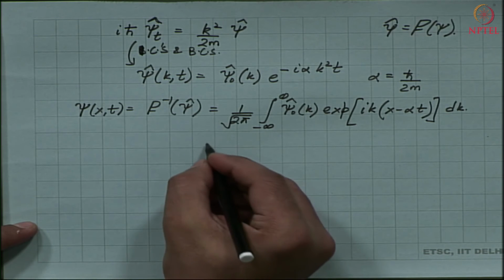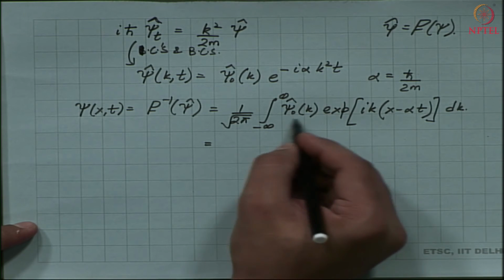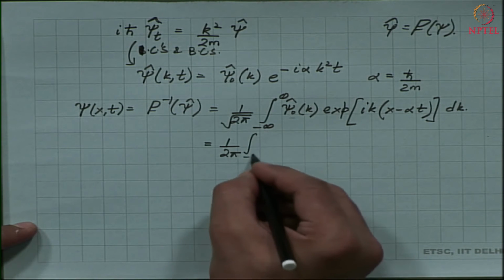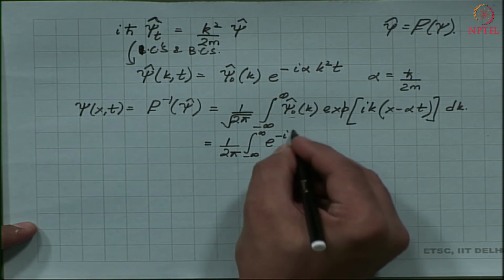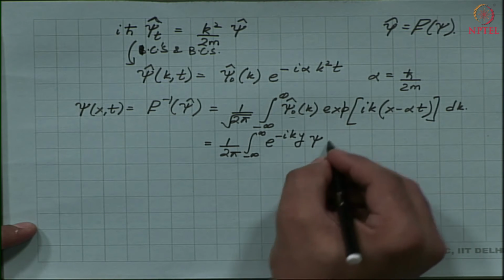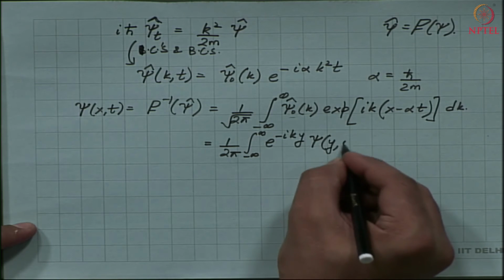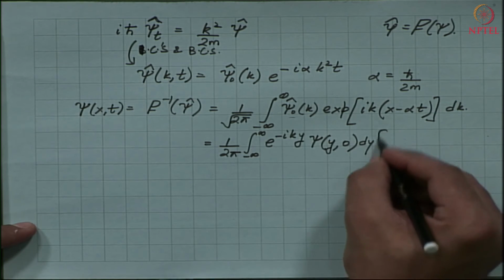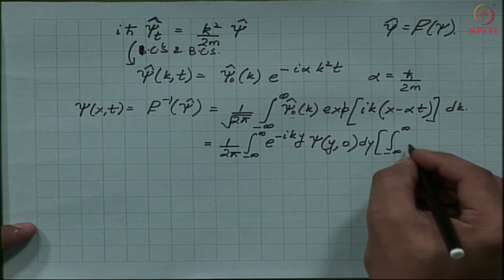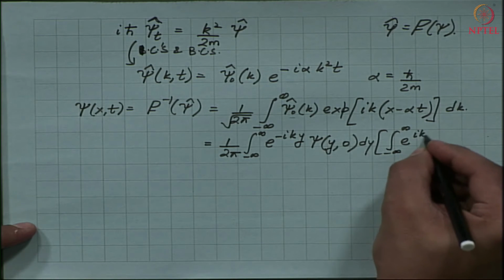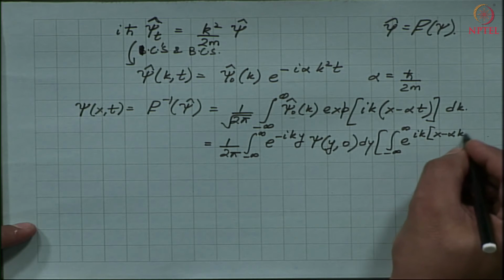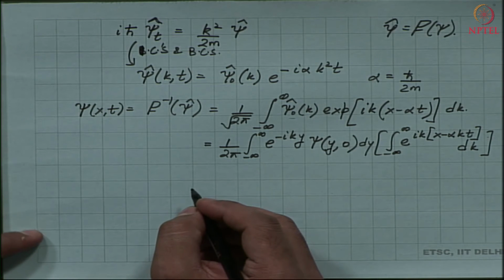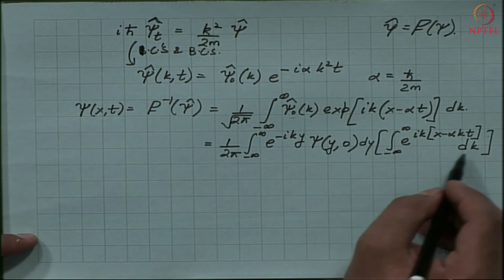Okay, so this becomes, now, if I use the Fourier transform of psi naught hat, equal to 1 by 2 pi integral from minus infinity to infinity e to the power negative i k y psi of, I am going to use a different variable, y comma 0 dy, and then the other integral is this one: integral from negative infinity to infinity e to the power i k x minus alpha k t dk. Notice now I have two integrals, one with respect to y, the other with respect to k.